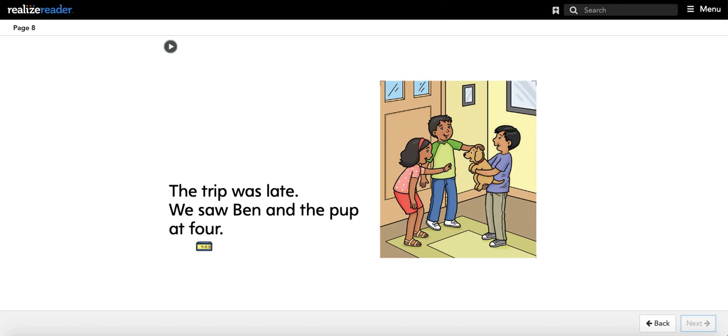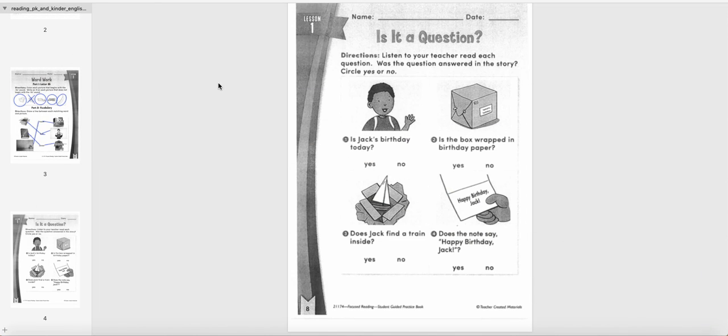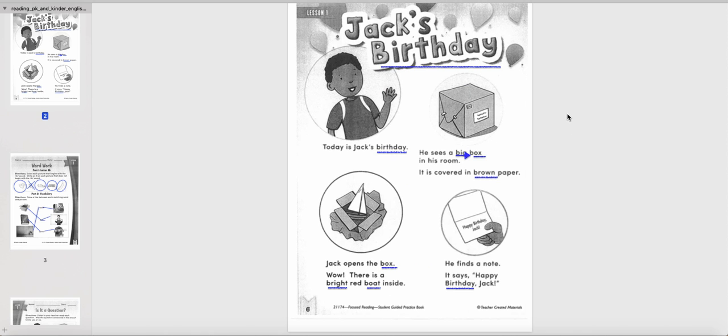The end. Okay, so next we're going to move on to our reading packet. So it says, is it a question? Directions. Listen to your teacher. Read each question. Was the question answered in the story? Circle yes or no. So number 1. Is Jack's birthday today? Yes or no? This is referring to the story that we did here. So let's go ahead and read the story again.